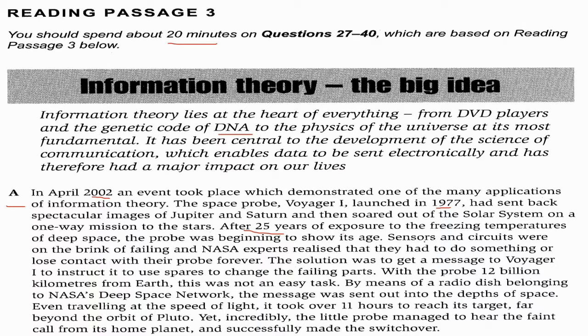Now, the solution was to get a message to Voyager 1 to instruct it to use spares to change the failing parts. With the probe 12 billion kilometers from the Earth, this was not an easy task. By means of a radio dish belonging to NASA's Deep Space Network, the message was sent out into the depths of space. Even traveling at the speed of light, it took over 11 hours to reach its target, far beyond the orbit of Pluto. Yet, incredibly, the little probe managed to hear the faint call from its home planet and successfully made the switch over.